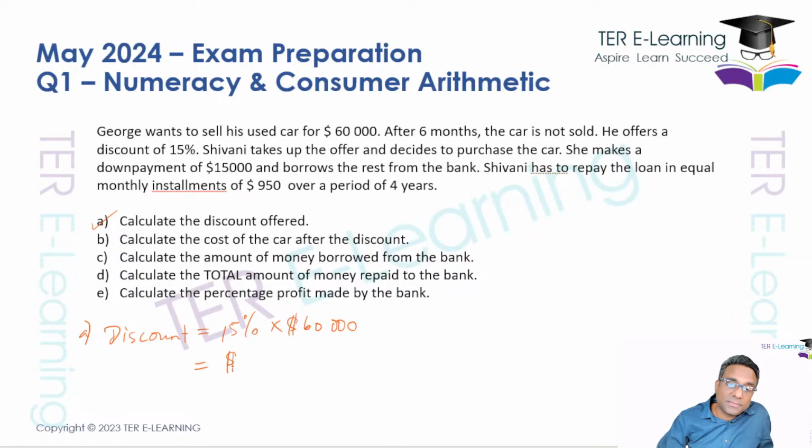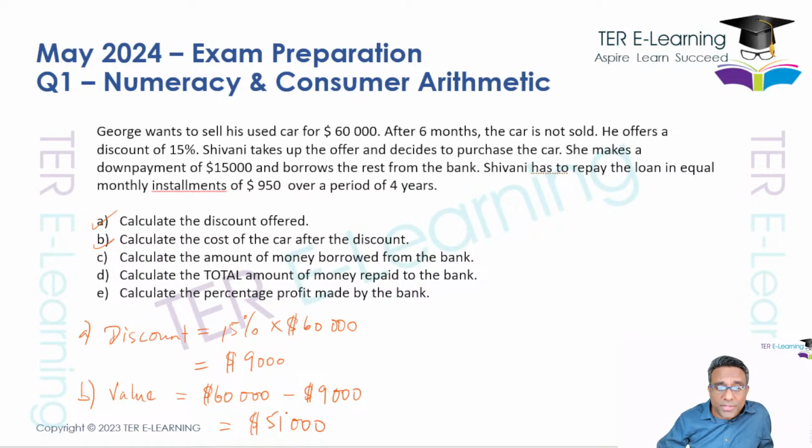Wow, this is a good deal. You get $9,000 off this vehicle one time. He can't get it sold, so he has to discount it. So that's part A. Part B now, calculate the cost of the car after the discount. I'm just going to use the word value here. All we're going to do is take the 60,000 and minus 9,000. So the value of the car here is going to be $51,000. That's how much you're going to pay for the car. That's how much he's asking for the car now.